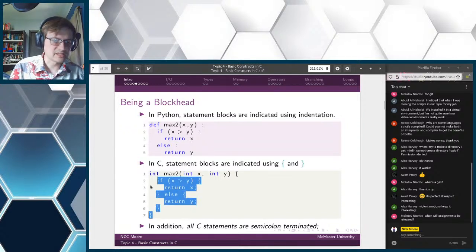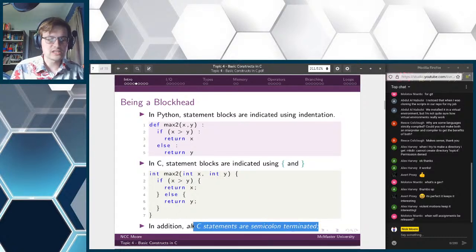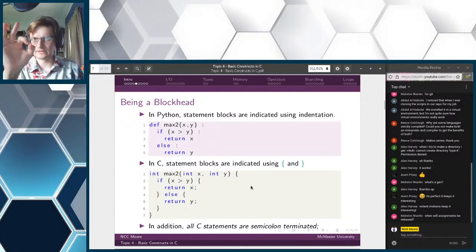The thing is, this is only the way that C is coded by convention. There's no actual syntactic requirement on the part of C for your code to look like this, as we're going to see in the next slide. One more thing, all C statements are semicolon terminated. Semicolon. Semicolon. All of them.